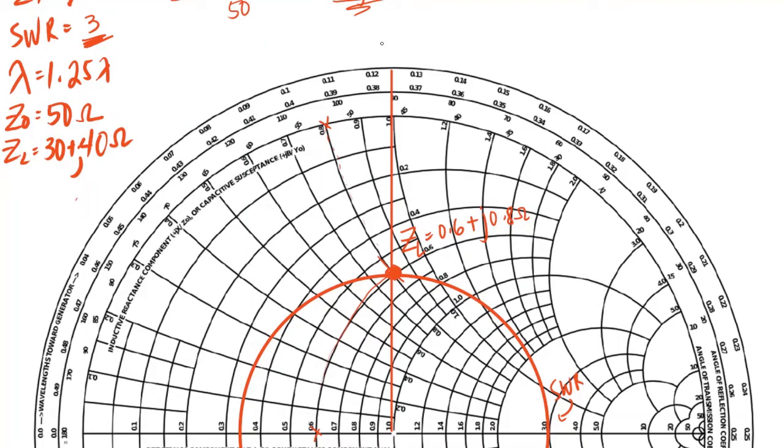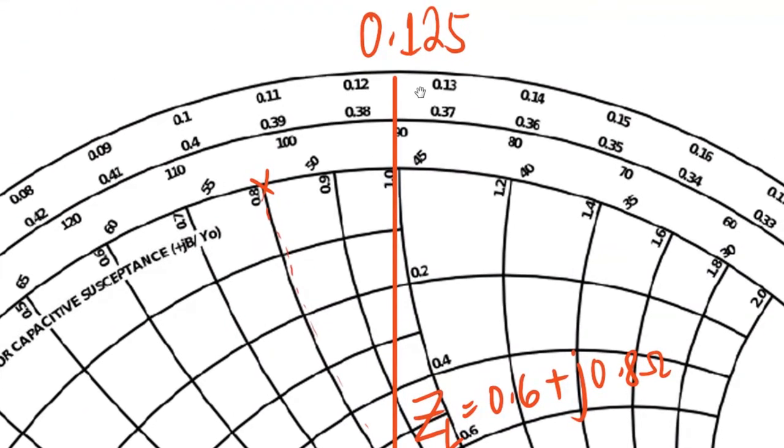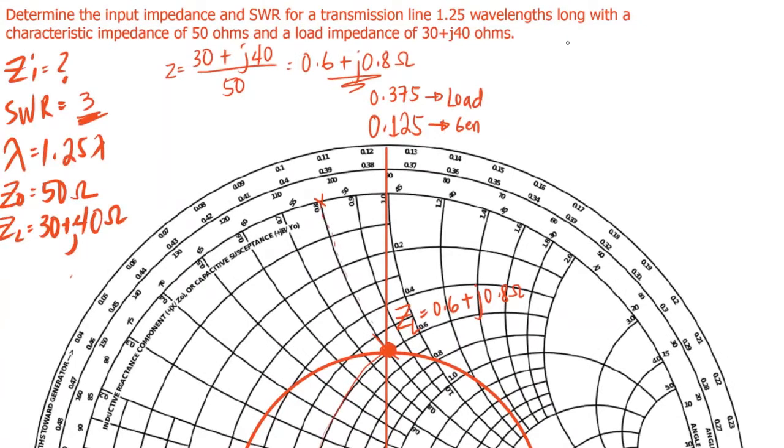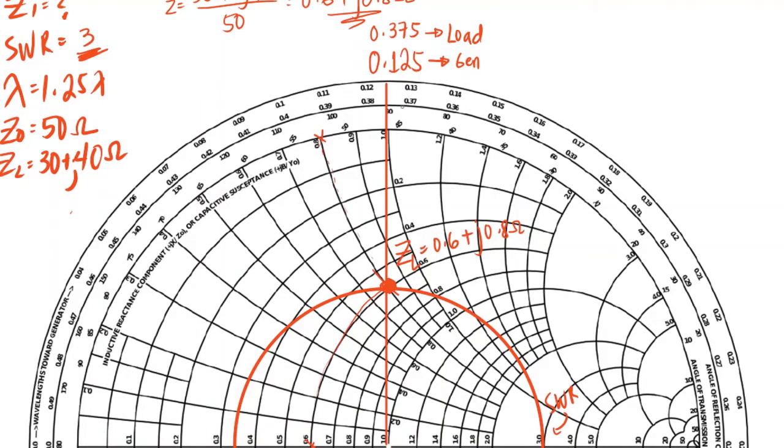With this, our wavelength is somewhere here, about 0.125, between 0.12 and 0.13, towards the generator. Or you can say that it is 0.375 towards the load, so either way you can find it. The line is 1.25 wavelengths long, and as I said earlier, the Smith chart is only half a wavelength.